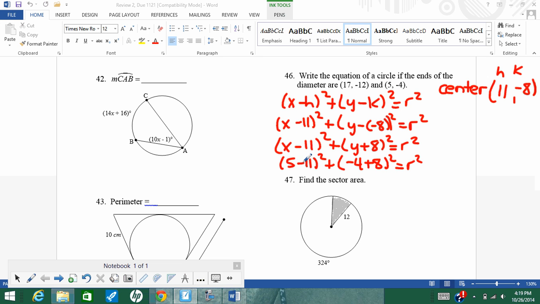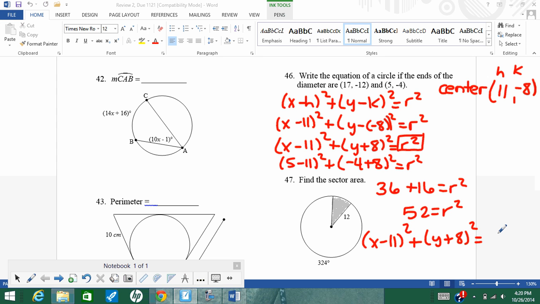5 minus 11 is negative 6. Negative 6 squared is 36. Negative 4 plus 8 is positive 4. 4 squared is 16. And I get r squared is equal to 52. I can keep going and find the radius, but I really can just plug back in for r squared. R squared is equal to 52. So I'm going to take what I got from plugging my center in, and I'm going to replace r squared with 52, and now I have an equation of a circle.